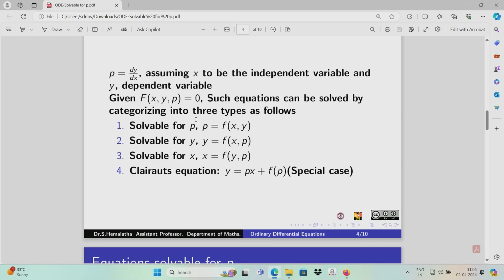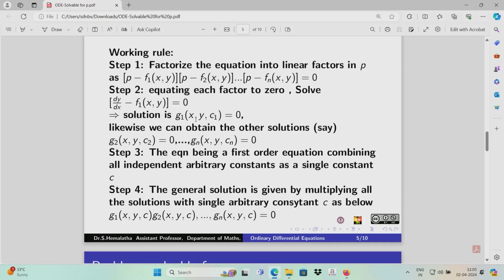Now, how to solve this kind of problem is by four types, because every problem of such kind cannot be put under one single solution method. So we put them under four categories. Some problems we can solve for y, some for p, some for x, and some in the special case of Clairaut's form. Now we will discuss the method for solving the first type, that is the solvable for p case.